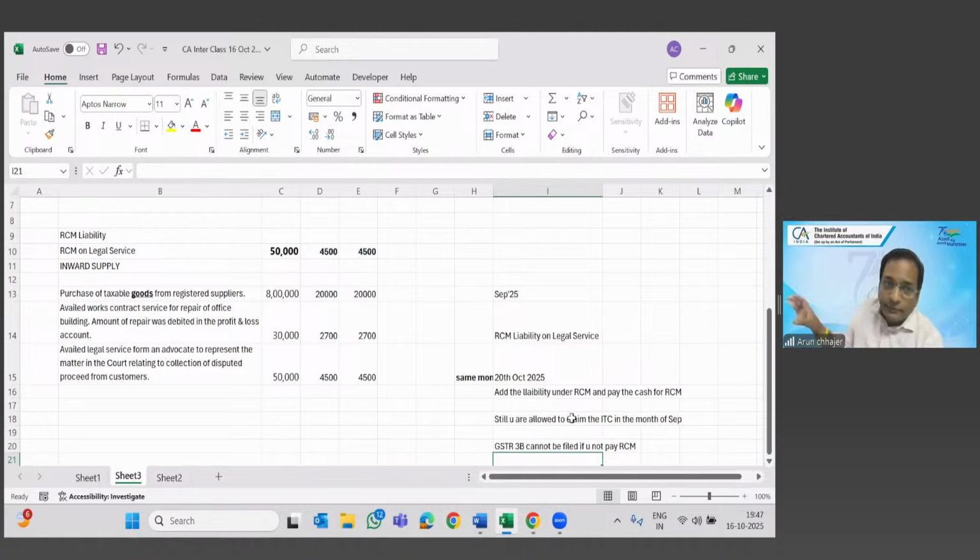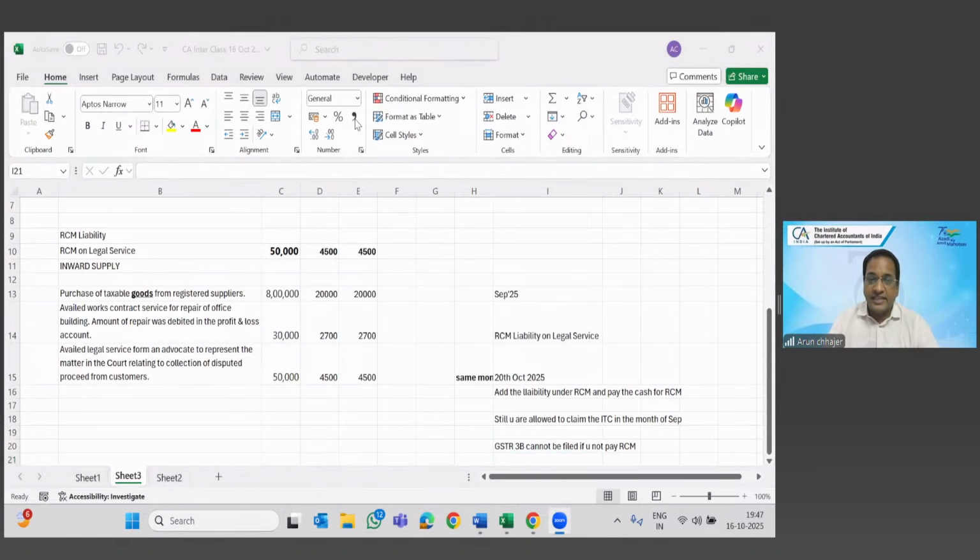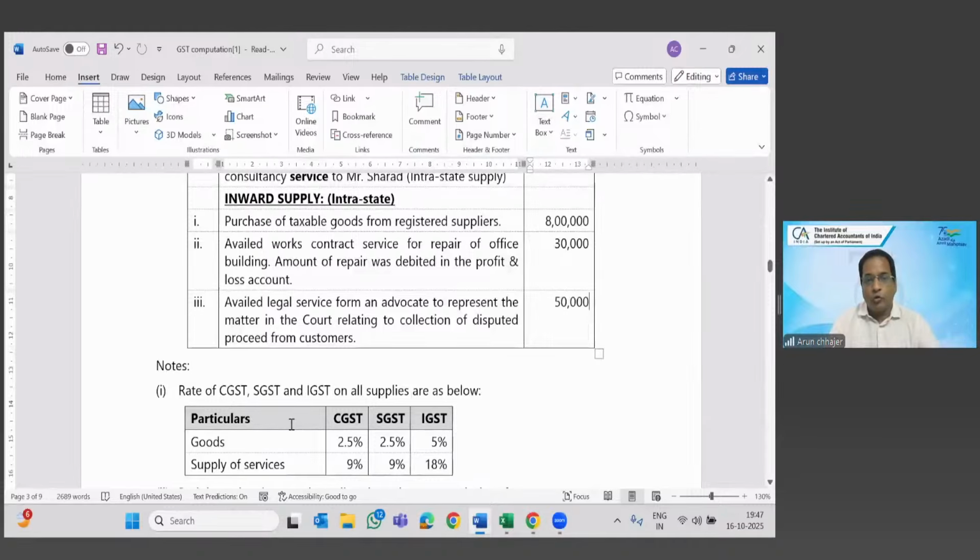We have reported the liability at every place. Can we file the GSTR 3B without paying the tax liability? Answer is no. So you might not have the practical understanding, no problem. I just like to highlight that you can claim the ITC in the same month. There is no problem at all. So in this case, can I claim the ITC in the same month? Answer is yes. Any part which is left? No.